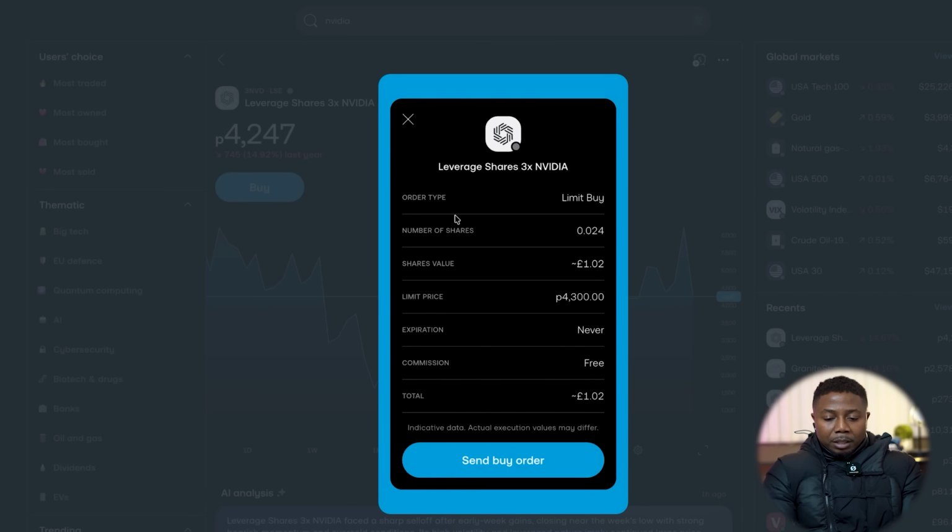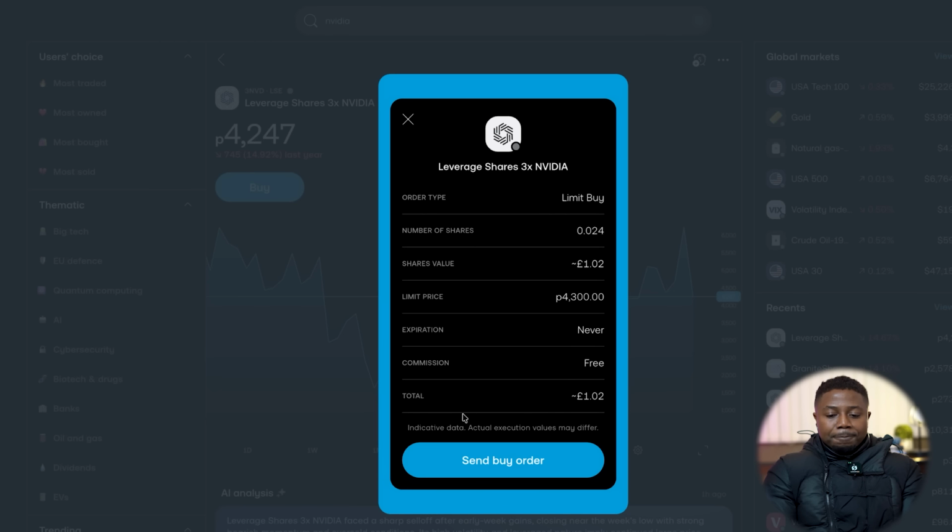But looking at the summary here, it gives you the order type limit, number of shares, it tells you 0.024, so that's the fractional shares again. It tells you how much that's worth, the limit price that you set, the expiration. Because it's on a weekend, it's on never. If it was on a trading day, it'll give you the option of end of day, so it means that you keep trying to execute that trade until the market closes on the day.